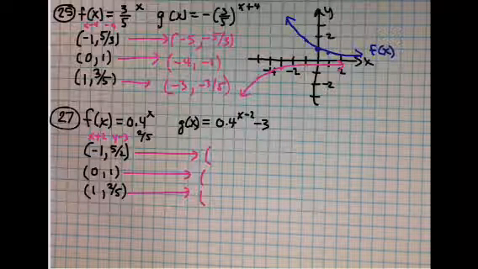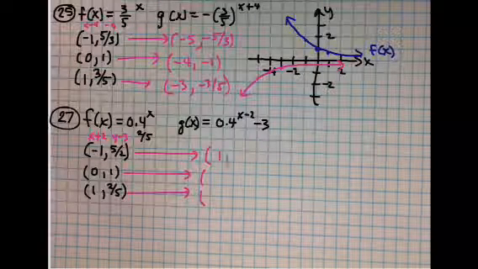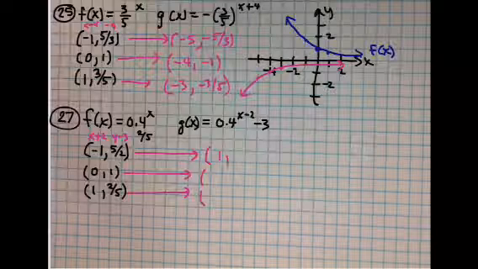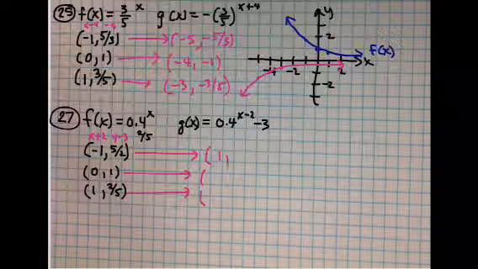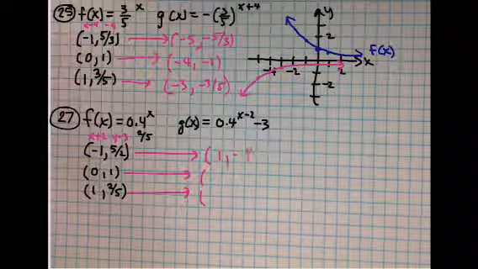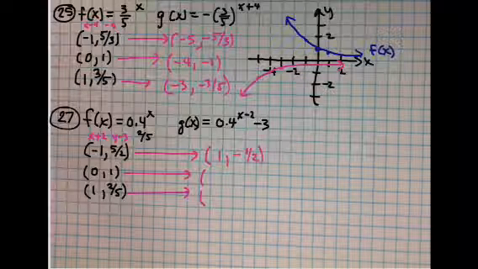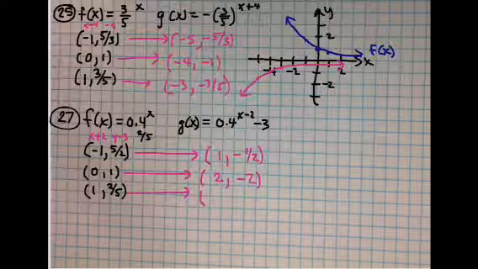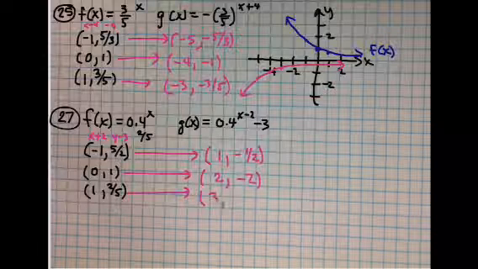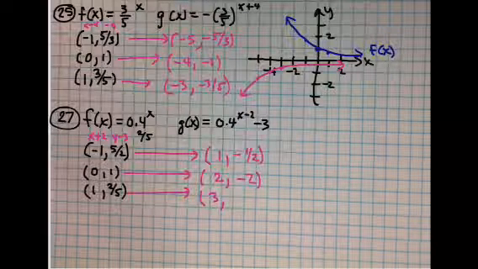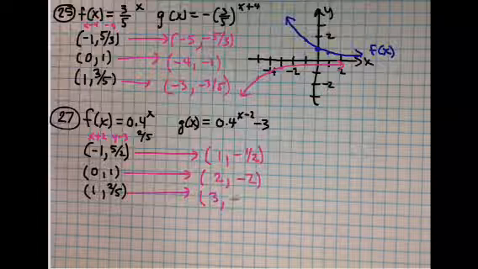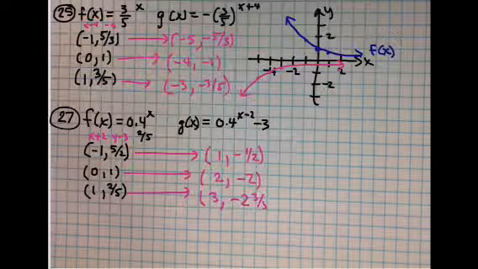So here I put the transformations, and so now I'm going to do the new points. So -1 plus 2 is 1, and then 5/2 is 2.5. So 2.5 minus 3 is -1/2. 2 plus 0 is 2. 1 minus 3 is -2. And then 2 plus 1 is 3. And then 2/5 minus 3 is -2 and 3/5. Okay, so those are the points we're going to graph.